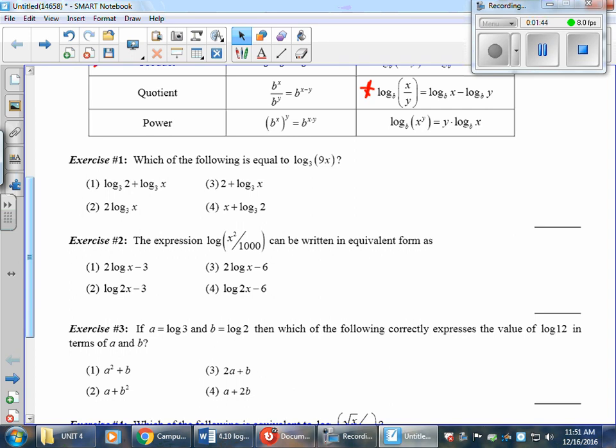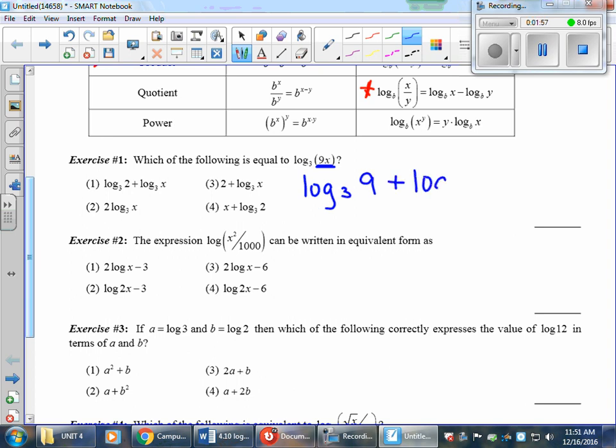Which of the following is equal to log base 3 of 9x? If we use our laws, I know I have multiplication here, so I'm going to have log base 3 of 9 plus log base 3 of x. Now, log base 3 of 9 you can evaluate: 3 to the what power is equal to 9? So the answer is 2 plus log base 3 of x, which we can't evaluate because we do not know what x is. So number 3 is my answer.